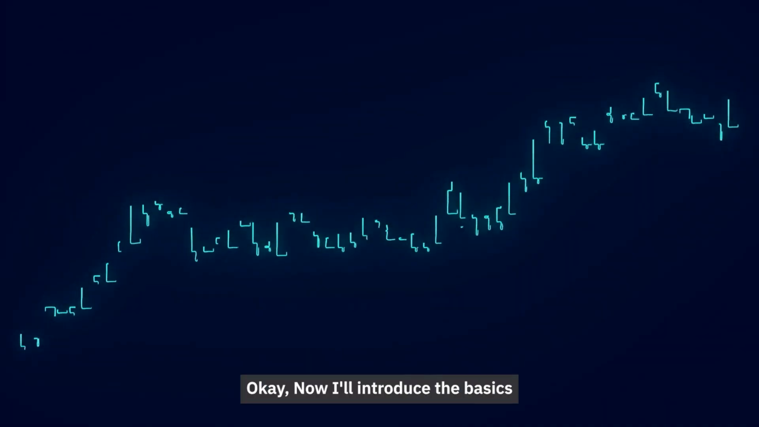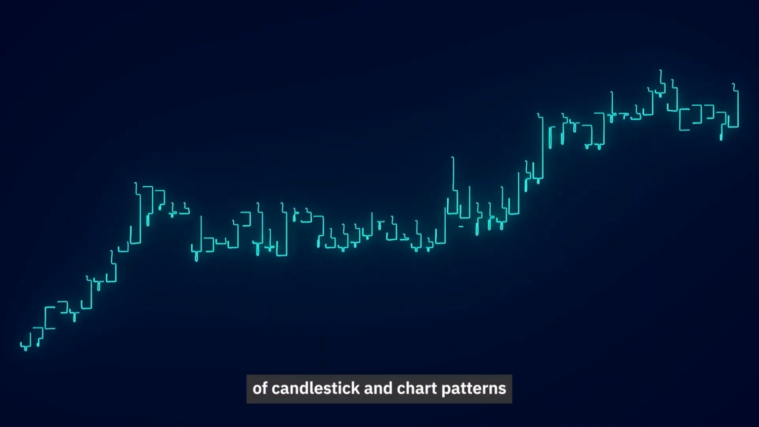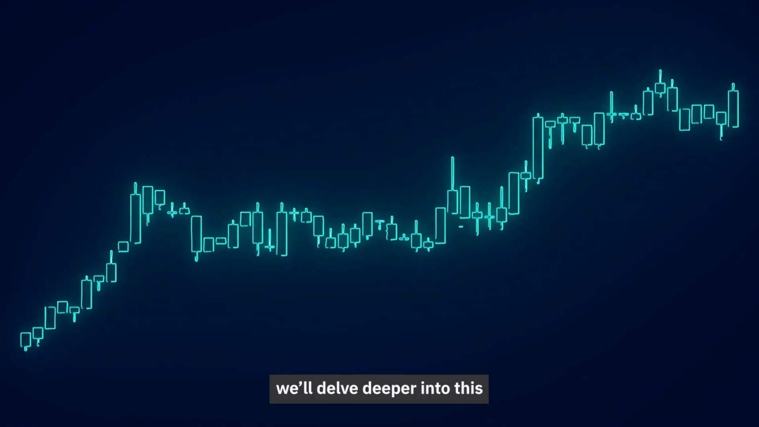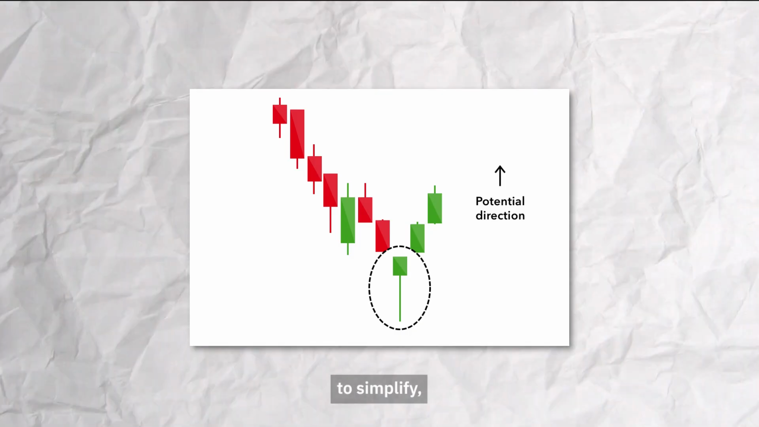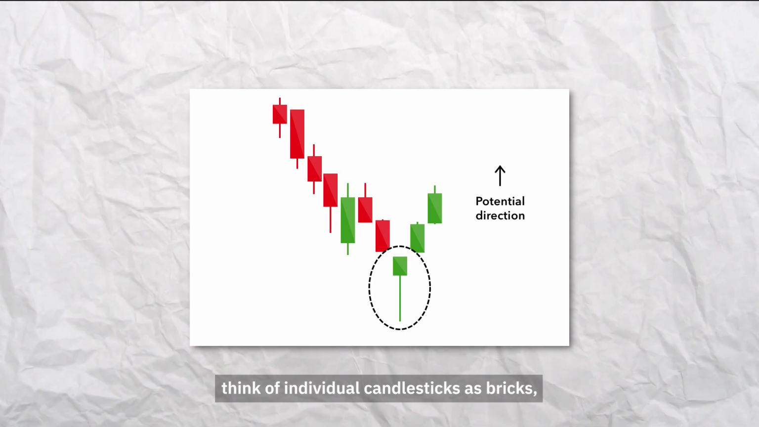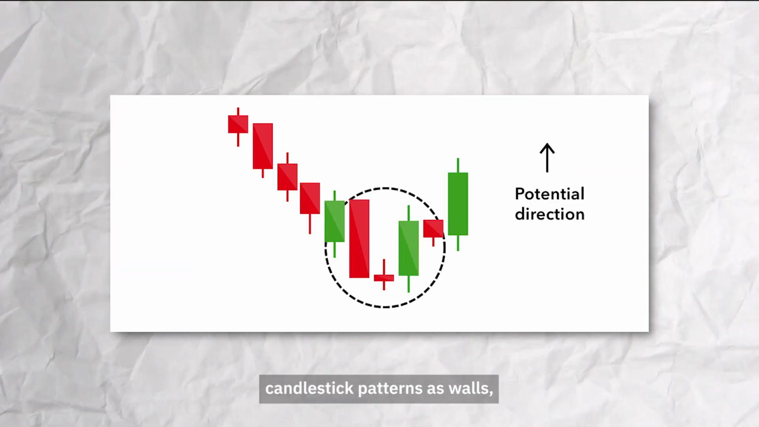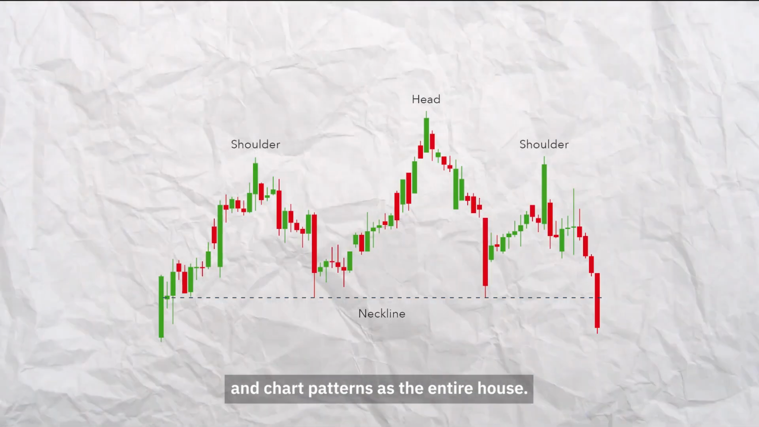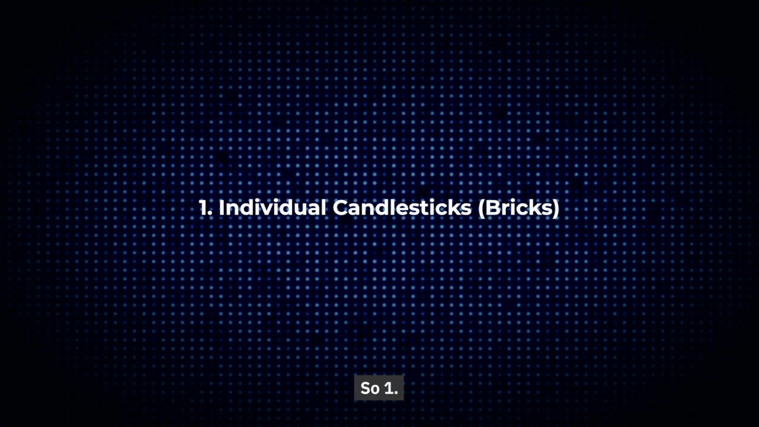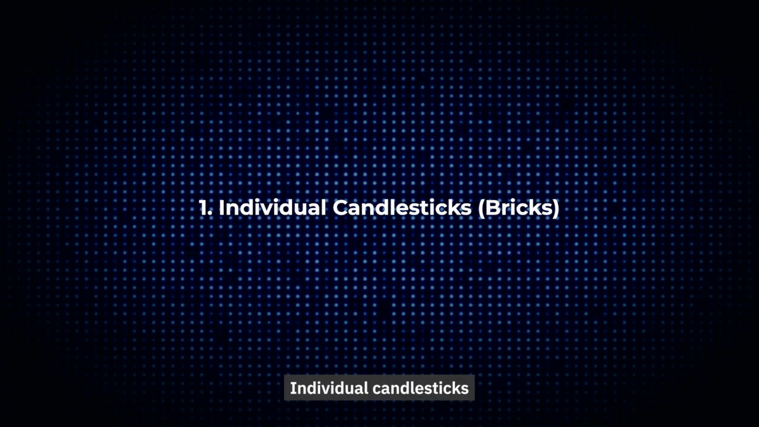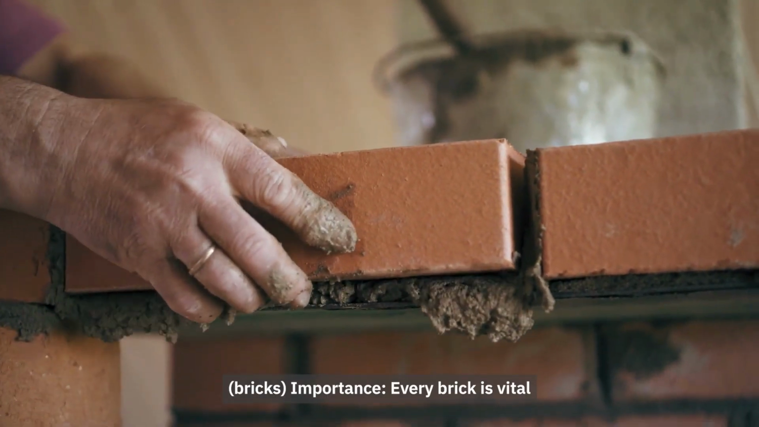Okay, now I'll introduce the basics of candlestick and chart patterns. We'll delve deeper into this in the next video. To simplify, think of individual candlesticks as bricks, candlestick patterns as walls, and chart patterns as the entire house. So, 1. Individual candlesticks, bricks. Importance: every brick is vital.